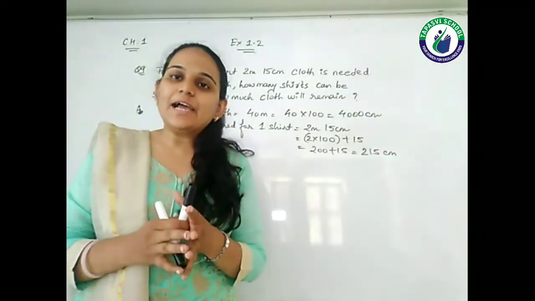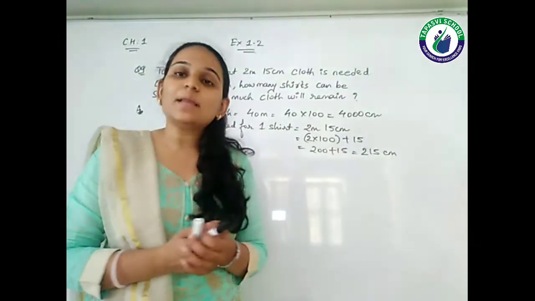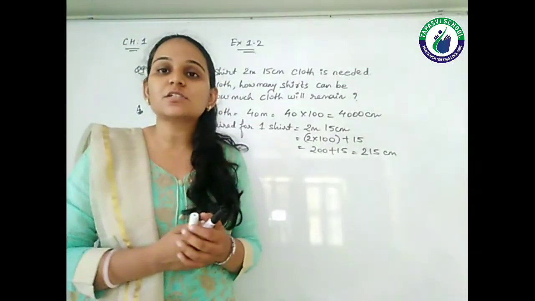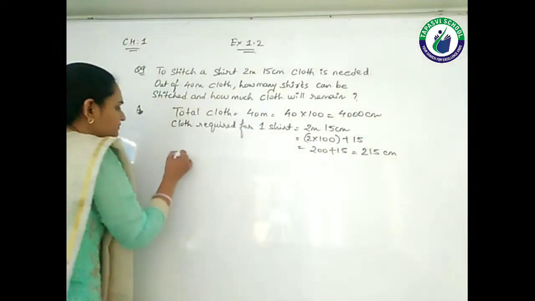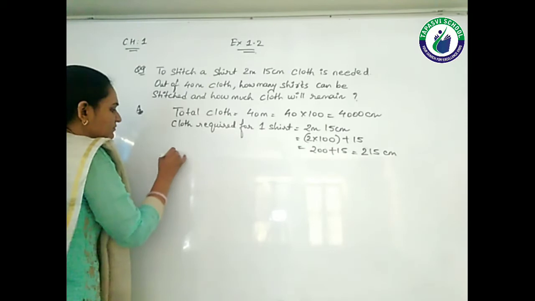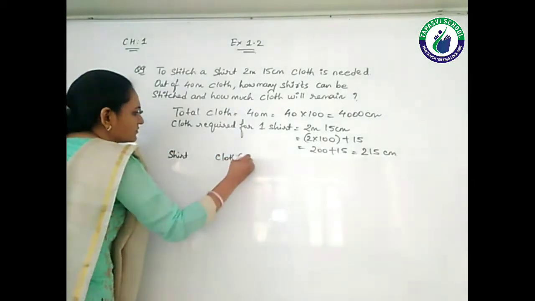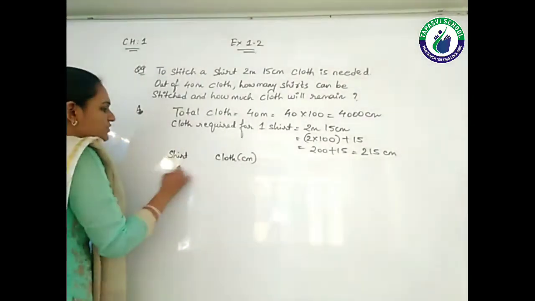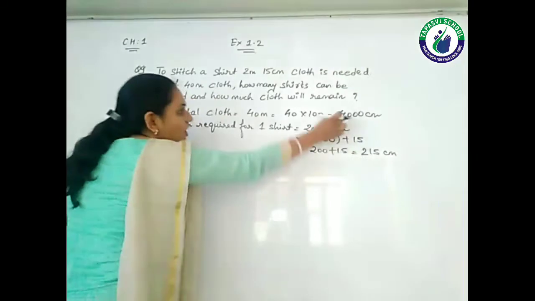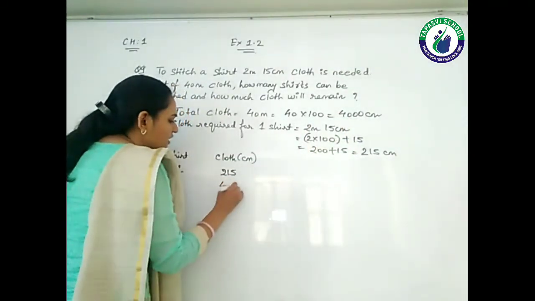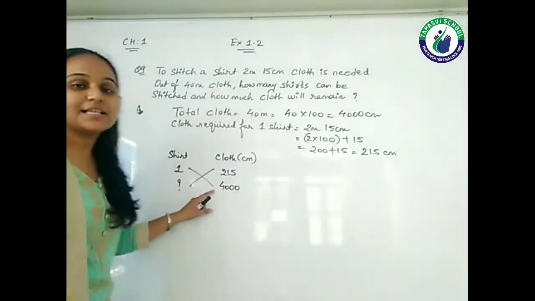Now we can take the help of cross multiplication, students, to find the number of shirts which we can make from the 4000 centimeter cloth. So here I am doing that cross multiplication method. Okay, one shirt requires how much cloth? 215. Now how much cloth do we have in total? 4000. So how many shirts can we form? We can get the answer by division.